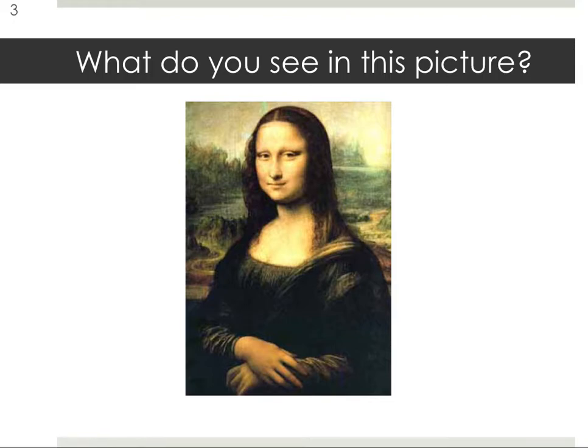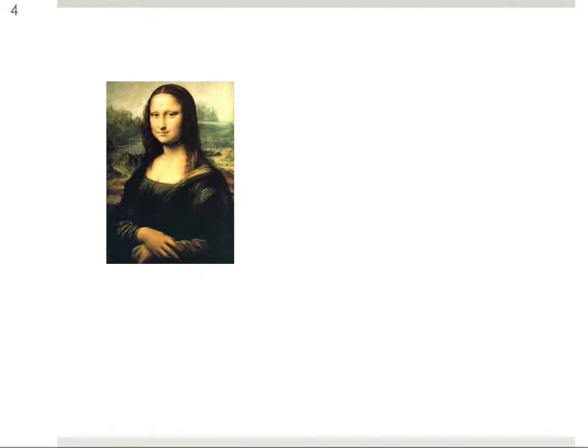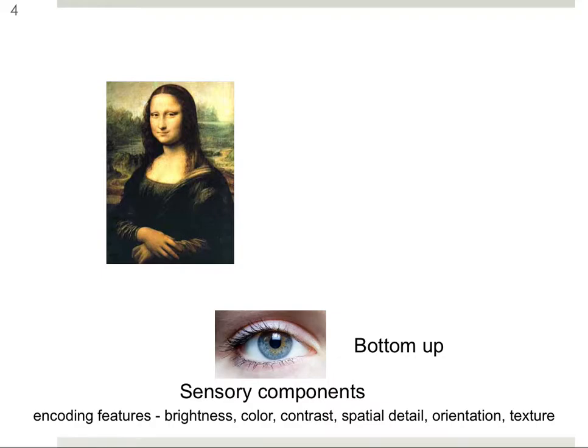But we could take this from a bottom-up perspective, and so start by isolating its sensory components, such as brightness and color, and there's some contrast, and there's various levels of spatial detail, and there's orientations of different lines, and there's some different textures, right? So those are just more bottom-up descriptors of the sensory components that are actually hitting your eye, and these are the components that your brain has to combine to create a perceptual experience.